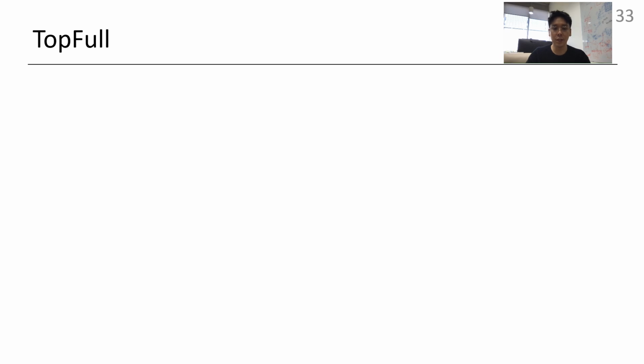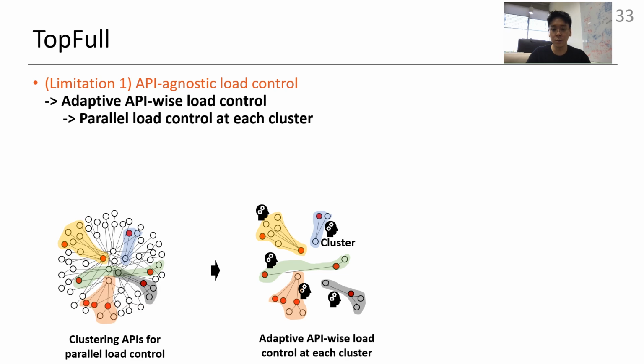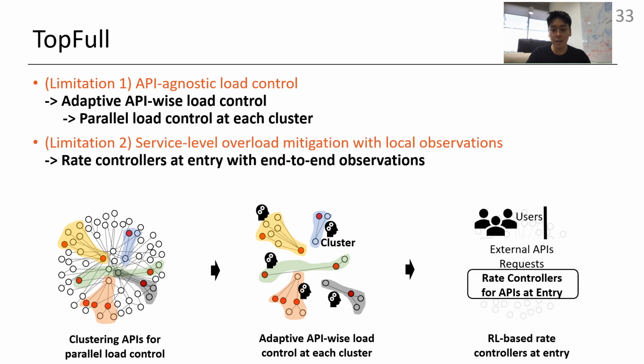Solving those limitations, we present TopFull. We solve the first limitation by designing adaptive API-wise load control, which has the drawback of resolving overloaded microservices sequentially, so we solve this by designing parallel load control at each cluster. Next, we solve the second limitation with RL-based rate controllers at entry with end-to-end observations. Let me start by introducing adaptive API-wise load control.